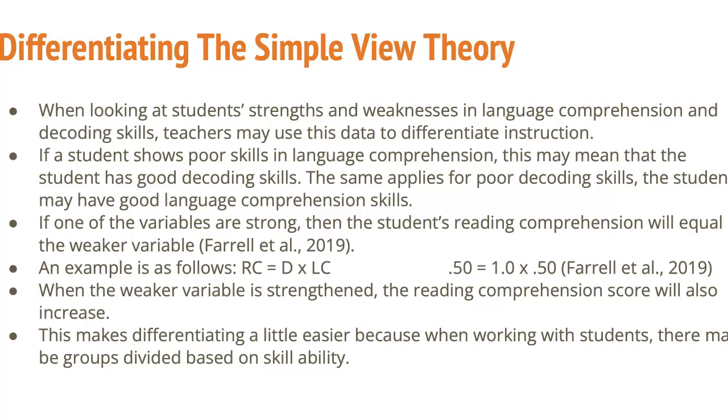I believe that this makes differentiating a little bit easier because when you work with students, there may be groups divided based on skill ability. So when we look at each student's scores for each of the two factors being multiplied, we can help group our students based on ability using that data.